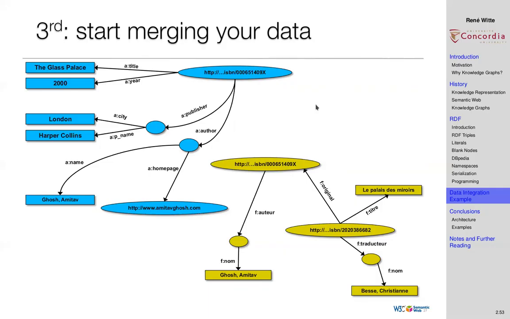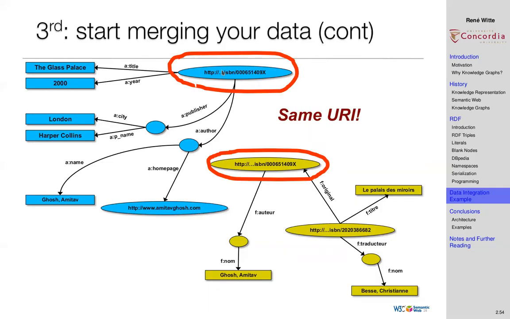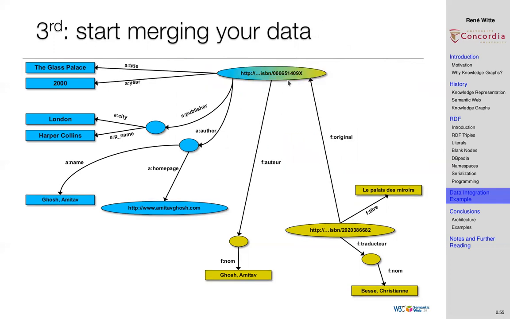Well, I can't hear you, but let's say you found out that the same URI appeared twice. This appeared in both data sets. So now we can merge these two graphs because this is essentially the same node. So we end up with a graph that has these merged information.